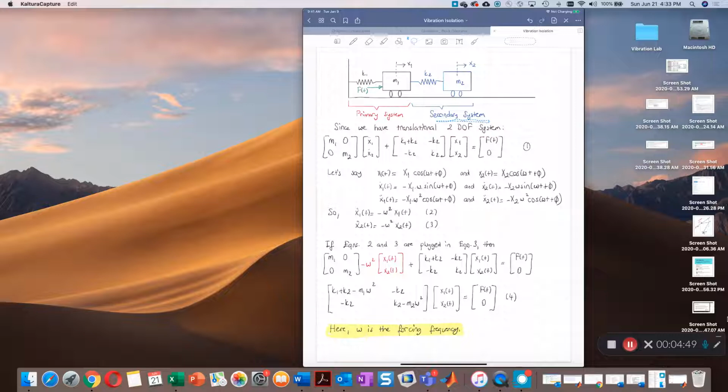This is a translational 2 degree of freedom system, so I can write the equations using the matrix method. You have a mass matrix multiplied by acceleration plus a stiffness matrix multiplied by displacement, which gives you the forces. Remember, the mass matrix is always diagonal. Looking at the first element, I'm focusing on this first cart. We have two springs attached, so this becomes K1 plus K2. If you're only looking at the second cart, there is only one spring attached to it, so this is positive K2. For the off-diagonal terms, I have only one spring between mass 1 and mass 2, so these two become negative.